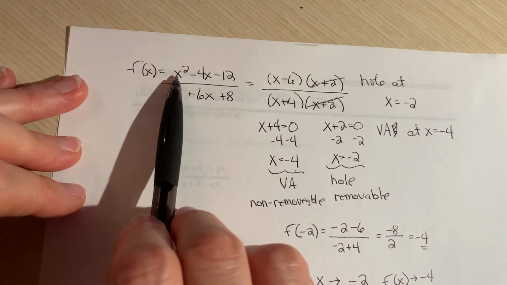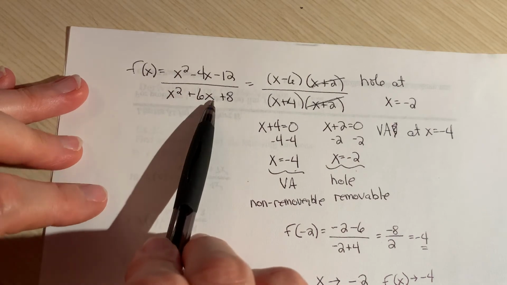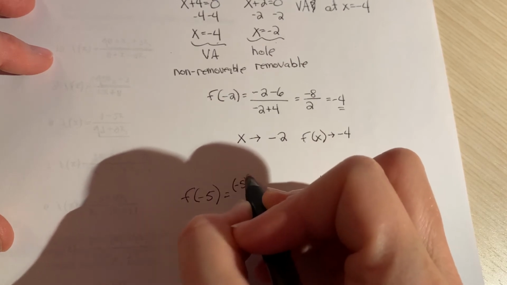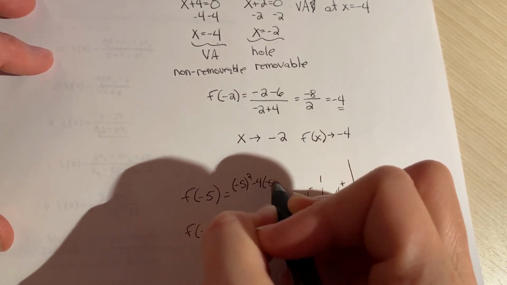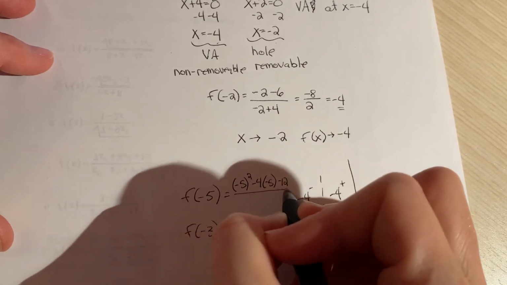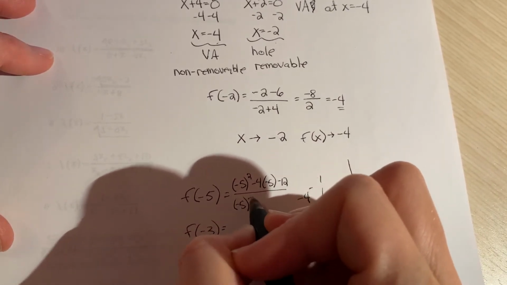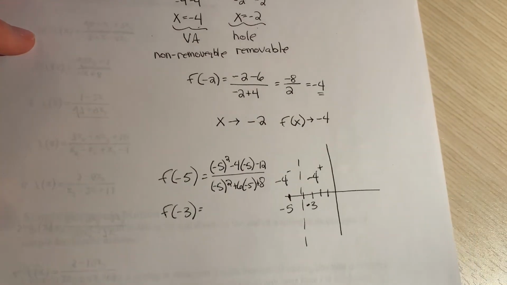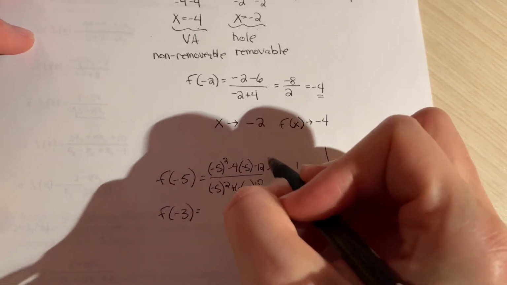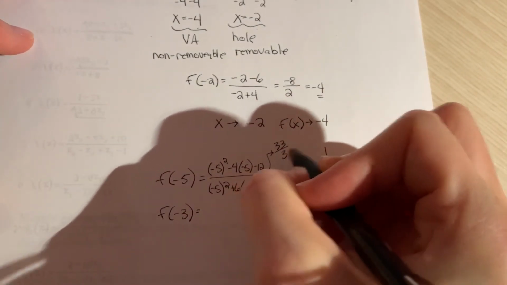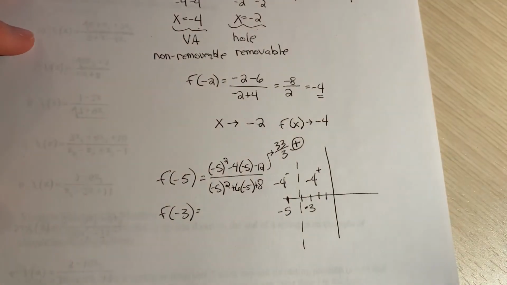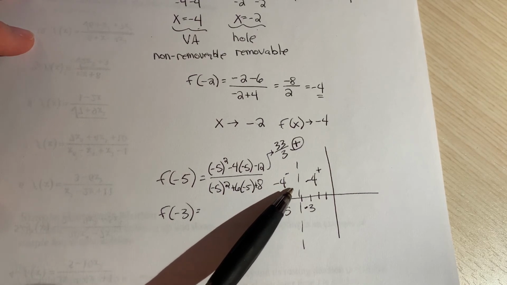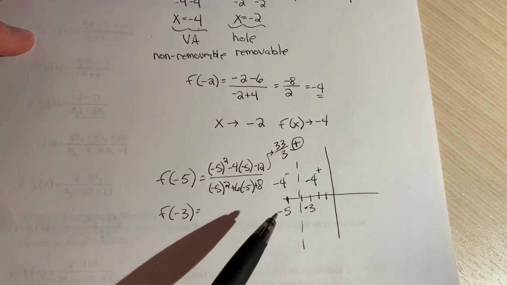And I'm going to substitute -5 in here, here, here, and here. So it's going to look like this. I hope I left myself enough room here. -5 squared minus 4 times -5 minus 12 all over -5 squared plus 6 times -5 plus 8. And when you simplify that, you get 33 over 3, but really all you need to know is you get a positive number. So this means as I'm approaching the vertical asymptote from the left, my graph will shoot up to positive infinity.